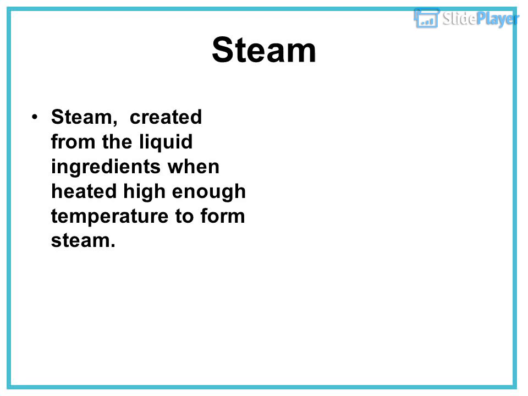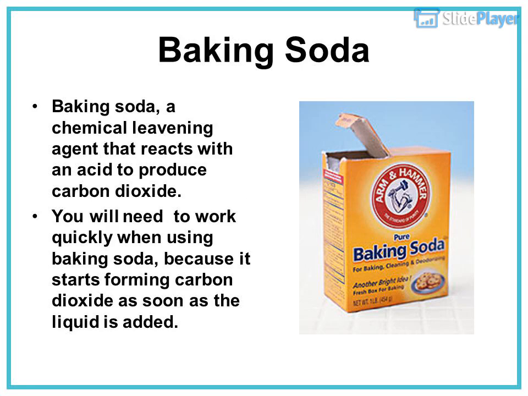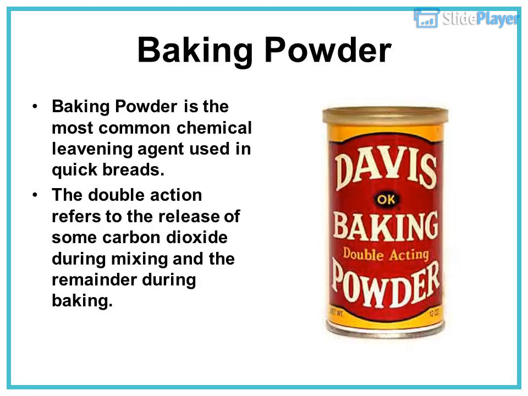Steam is created from the liquid ingredients when heated to a high enough temperature. Baking soda is a chemical leavening agent that reacts with an acid to produce carbon dioxide. You will need to work quickly when using baking soda, because it starts forming carbon dioxide as soon as the liquid is added.